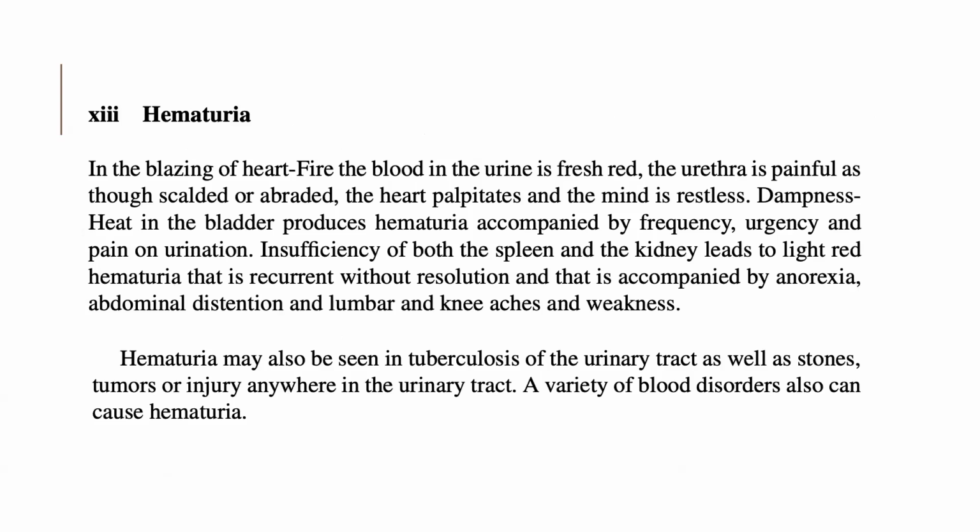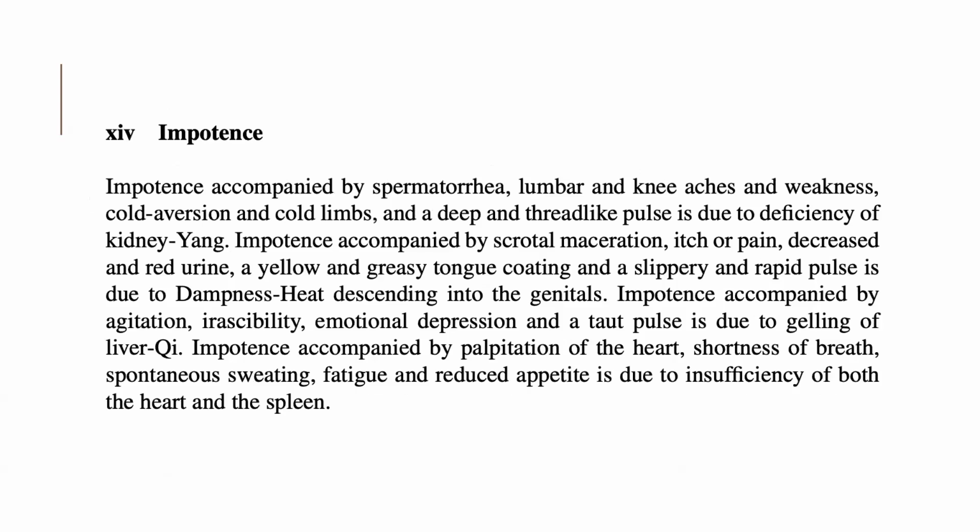Dampness heat in the bladder produces hematuria, accompanied by frequency, urgency, and pain on urination. Insufficiency of both the spleen and the kidney leads to light red hematuria that is recurrent without resolution, and that is accompanied by anorexia, abdominal distension, and lumbar and knee aches and weakness. Hematuria may also be seen in tuberculosis of the urinary tract as well as stones, tumors, or injury anywhere in the urinary tract. A variety of blood disorders also can cause hematuria.